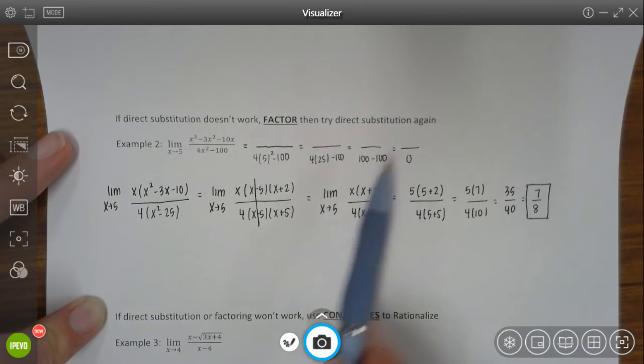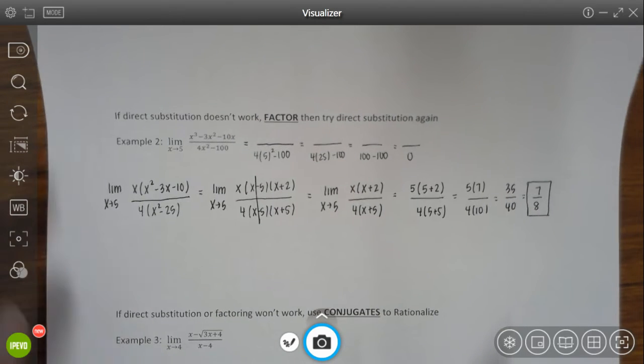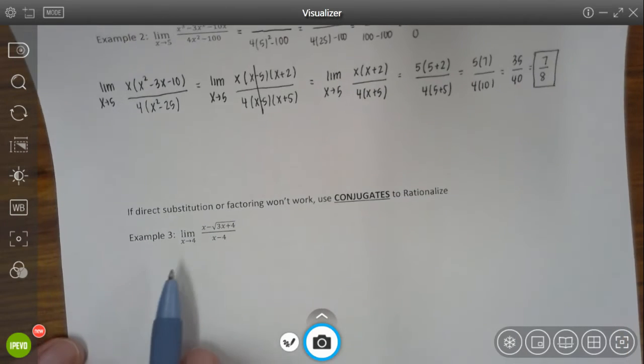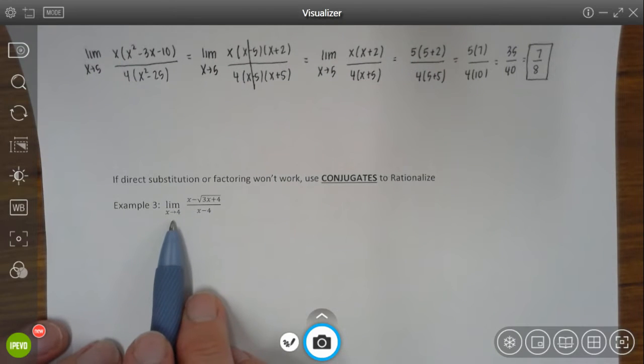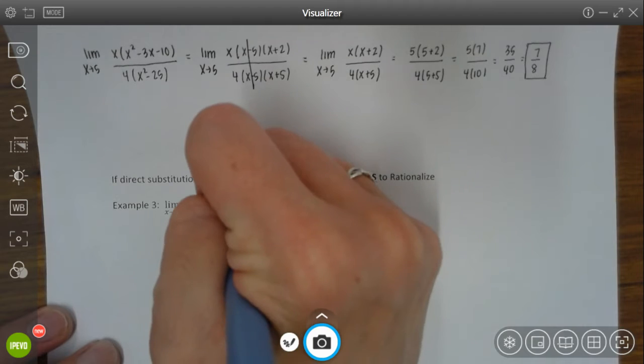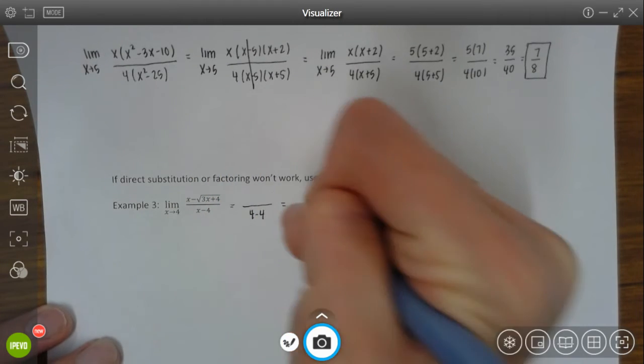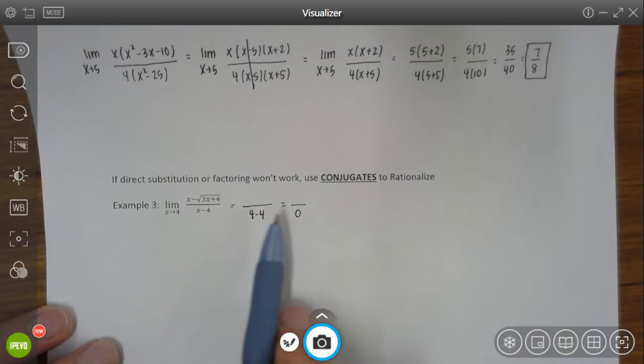So if direct substitution doesn't work, try factoring. Maybe something will cancel out. And then once that cancels, go ahead and try direct substitution again. But there's going to be times that neither of these are going to work. Because if I do try direct substitution here, I'm going to notice that in the denominator, I'm going to get a 4 minus 4, which again is a problem because I can't have a 0 in the denominator. So direct substitution, not working here.